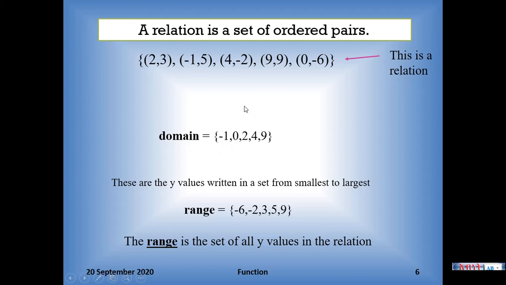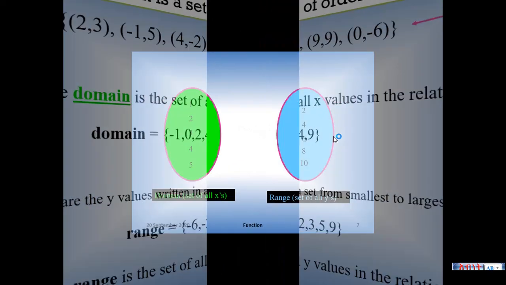So the domain is 2, -1, 4, 9, 0. It is better to put them in ascending order, but you can say 2, -1, 4, 9, 0. The domain means the x values, and the range is 3, 5, -2, 9, and -6. The range is the set of all values of y in the relation, and these are the domains.